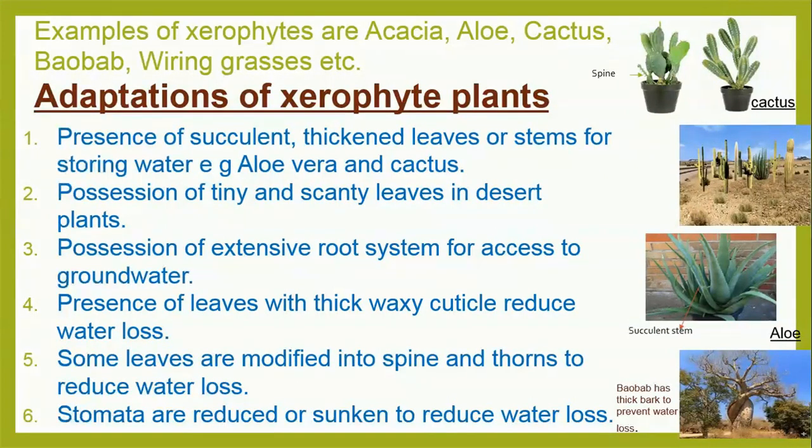All right. Now number four, presence of leaves with thick waxy cuticle to reduce water loss. Number five, some leaves are modified into spines and tongues to also reduce water loss. Now if you look at the first image here, we have cactus. Cacti are plants that have tongues or spines. The essence of this is that they cannot afford to lose the little water they have in their body, so their leaves have been modified into spines to reduce water loss. And lastly on the list, stomata are reduced or sunken to reduce water loss as well. So the smaller the stomata pore, the lower the rate at which transpiration will occur.